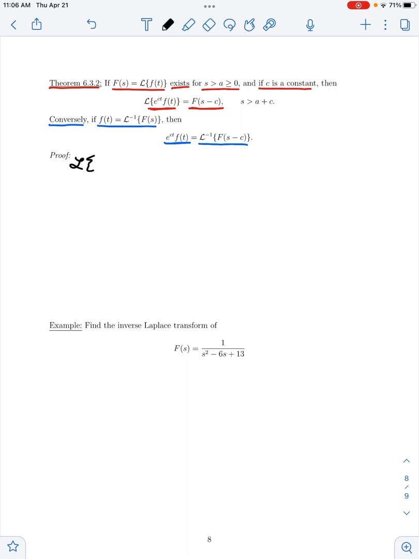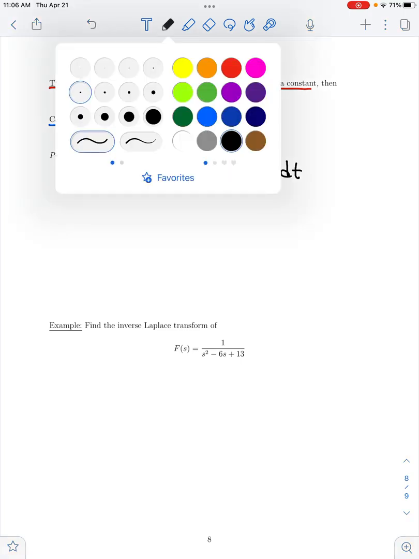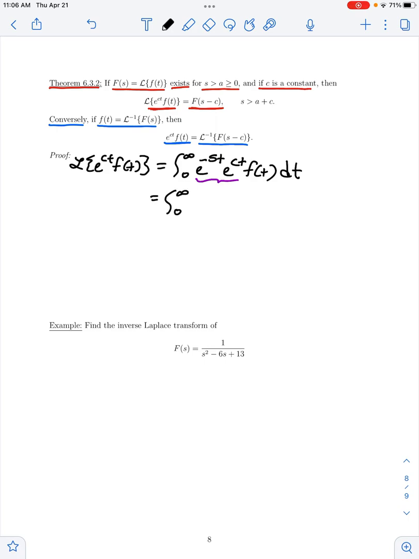We need to find the Laplace transform of e to the ct times a function f of t, which by definition is the integral from 0 to infinity of e to the negative st times the function that we're taking the transform of. And so here I can combine these two exponential terms using properties of exponents by adding their exponents. So I can rewrite this as e raised to the negative s minus c all times t, f of t dt.